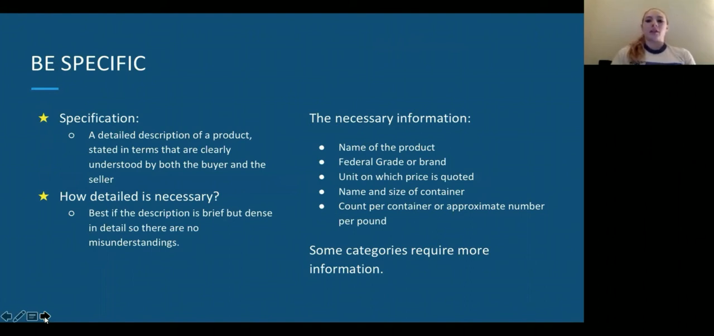The necessary information to have a strong specification is the name of the product, the federal grade or brand, the unit on which price is quoted, the name and size of the container, the count per container or approximate number per pound. Some of these categories require more information, such as the name of the product. You may have one broad brand that offers sugar-free and maybe a sugar substitute, and then regular. You need to be specific in this to be sure you get what you want.